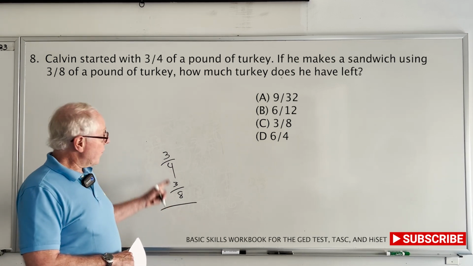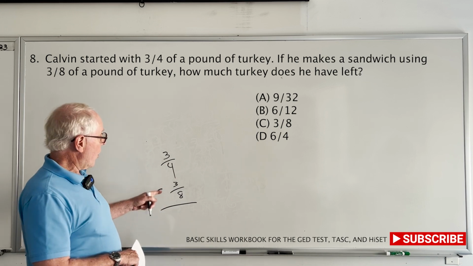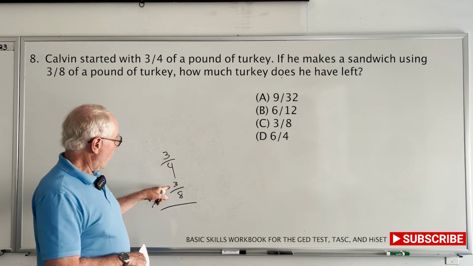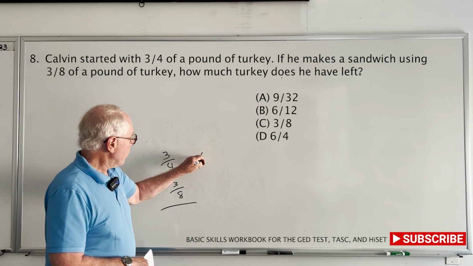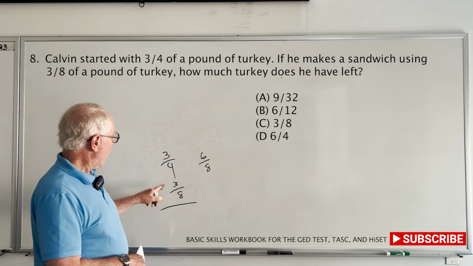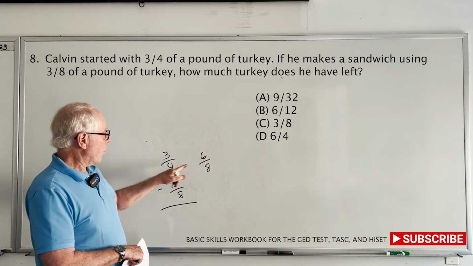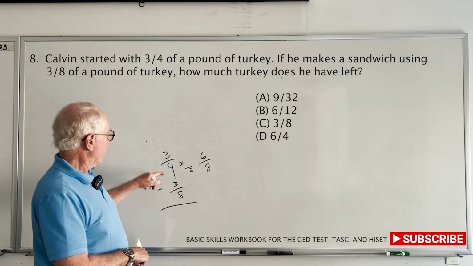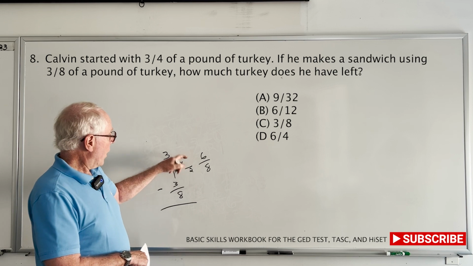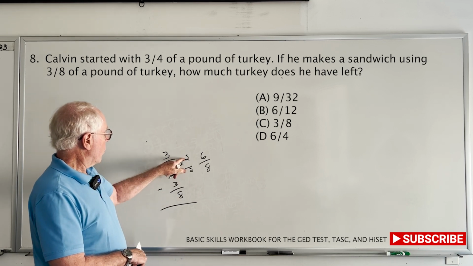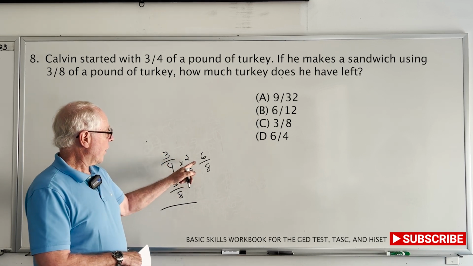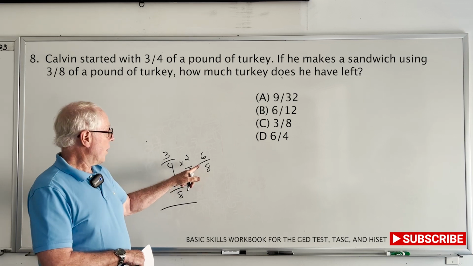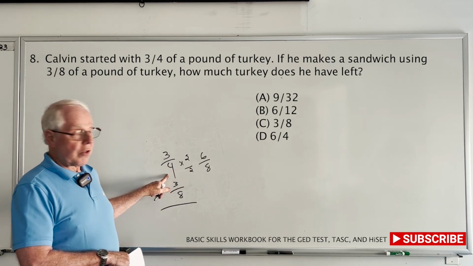So we don't have a common denominator, but it's pretty easy to get one. 3/4 is going to be 6/8. In case you're wondering how we got that, in order to turn that 4 into an 8, we had to multiply it by 2. And whatever we do on the bottom, we have to do on the top. So 2 times 3 is 6, 2 times 4 is 8. In other words, 6/8 means exactly the same as 3/4.